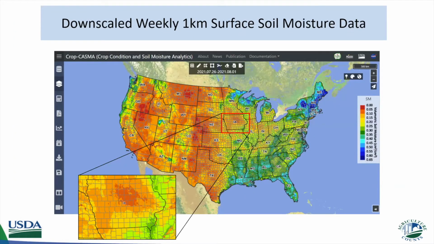And when we look at the granularity when you zoom in, you will see that the weekly 1-kilometer data is much better than the 9-kilometer.